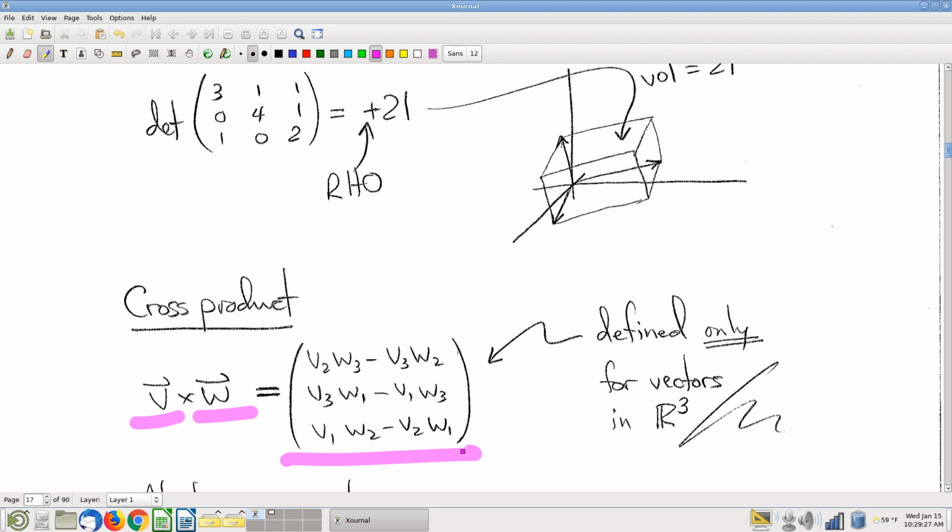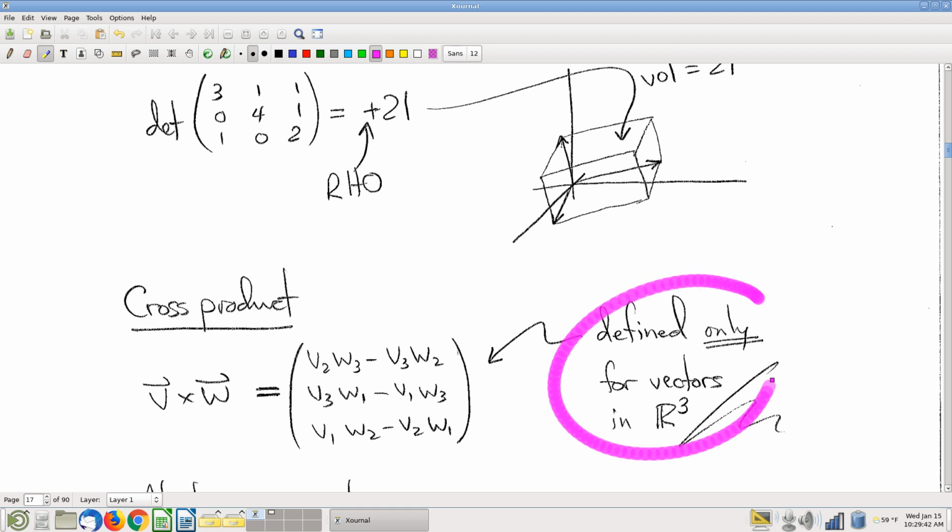That's a relief compared to dot products, where you multiply two things and you get a completely different kind of critter, which was weird, right? So this is a little bit more natural in that sense. Bad news. This is only for vectors in R3. We're not going to talk about any sort of cross product in R2 or cross product in R7. Nothing but 3.